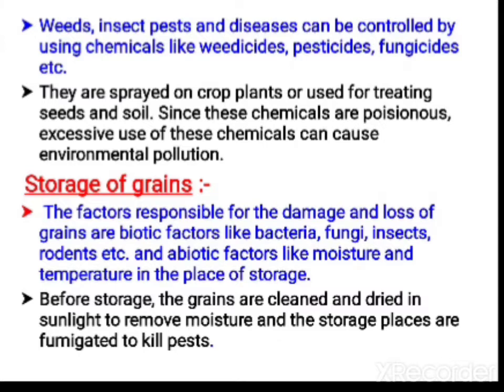And it has to be clean wherever you store the storage container. It has to be clean. Before storage, the grains are cleaned, dried in sunlight to remove the moisture, and the storage places are fumigated to kill the pests. It is cleaned.